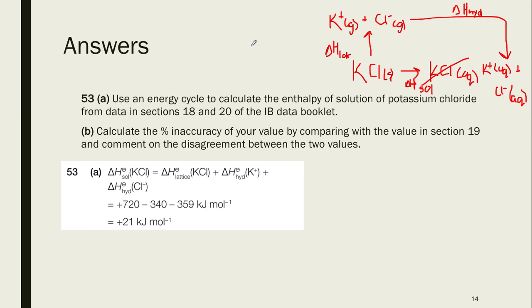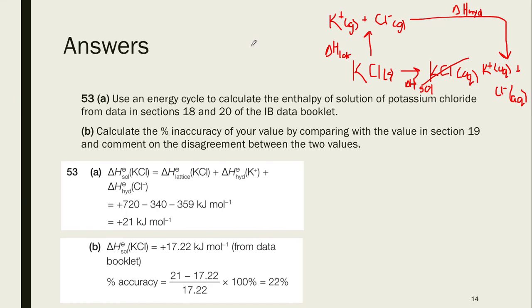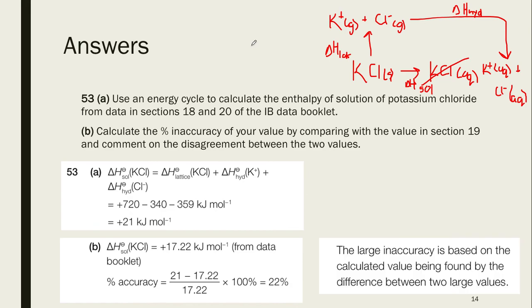If we were to then look up the value in the data booklet for potassium chloride, you would see that it's about positive 17.22. So you do a percent error to try and see how accurate we are, and we'll see that the large inaccuracy, which is about 22%, is based on the calculated value being different, because we're finding the difference between two pretty large values.